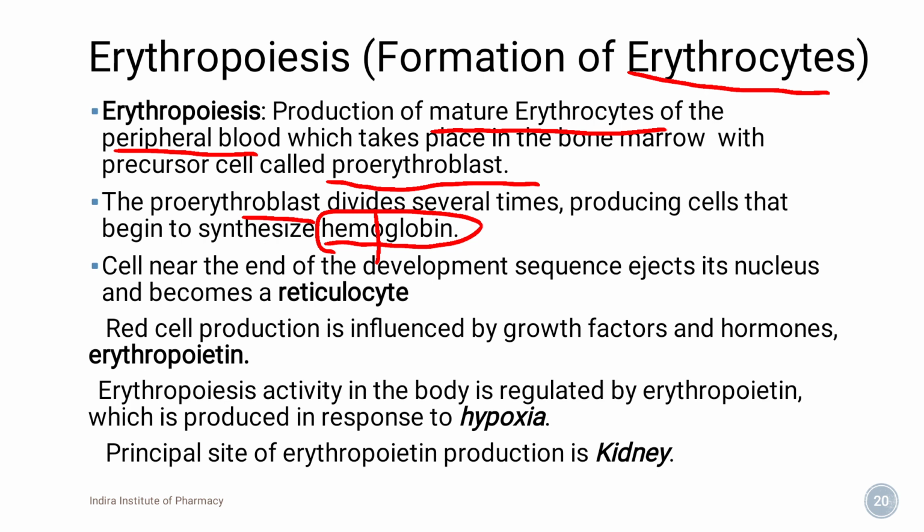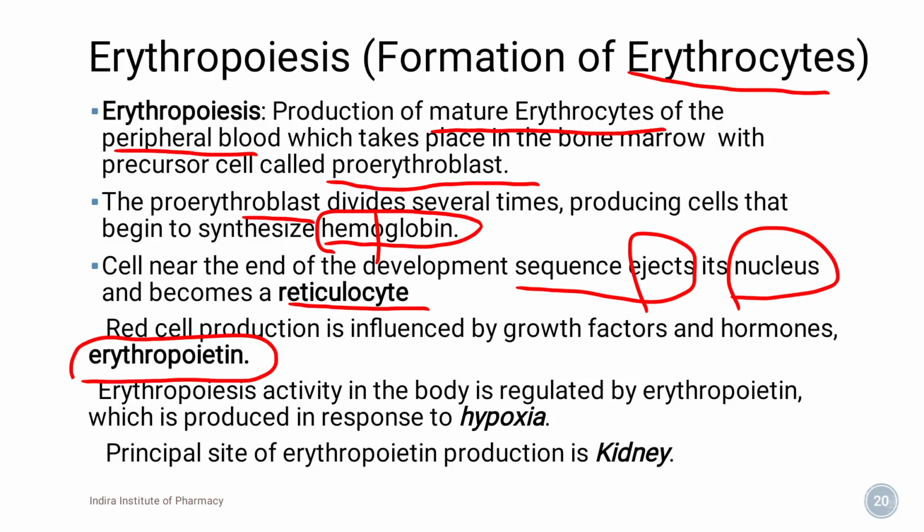So the cell near the end of development squeezes out, or ejects, its nucleus. Remember this, it ejects its nucleus and becomes reticulocytes, which are immature red blood cells. So red cell production is influenced by one hormone which is called erythropoietin. This is the hormone that regulates the production of RBCs.